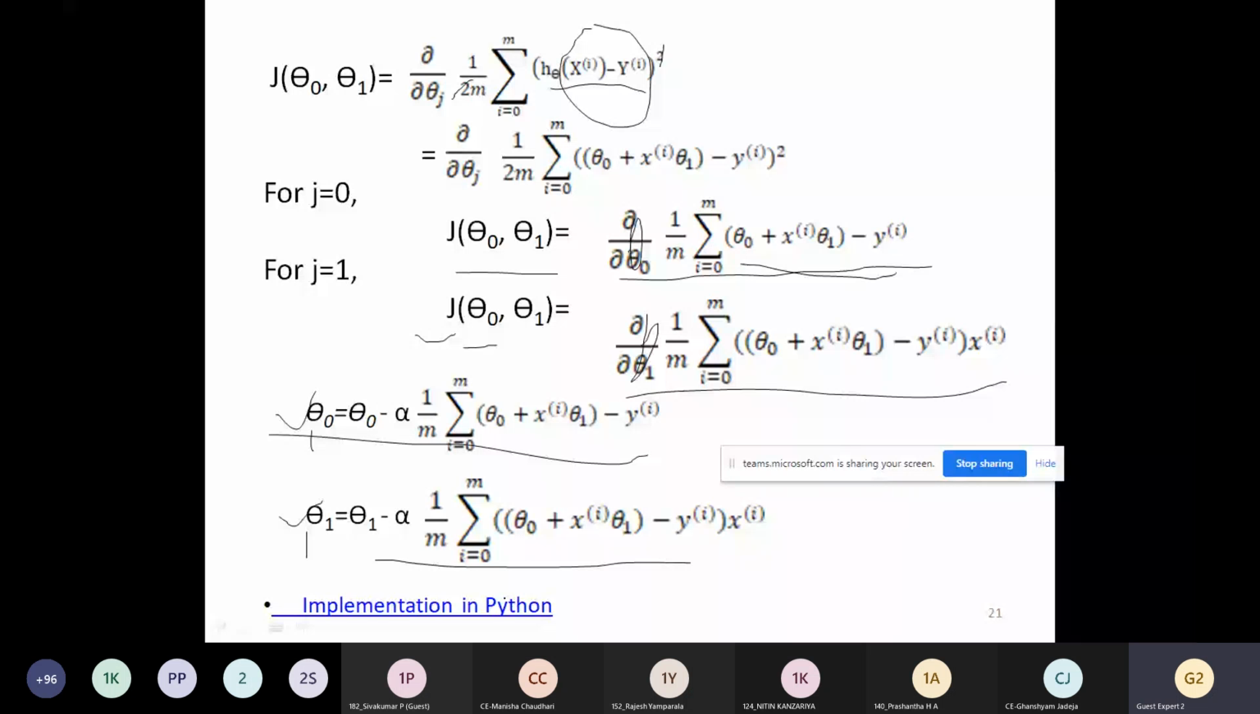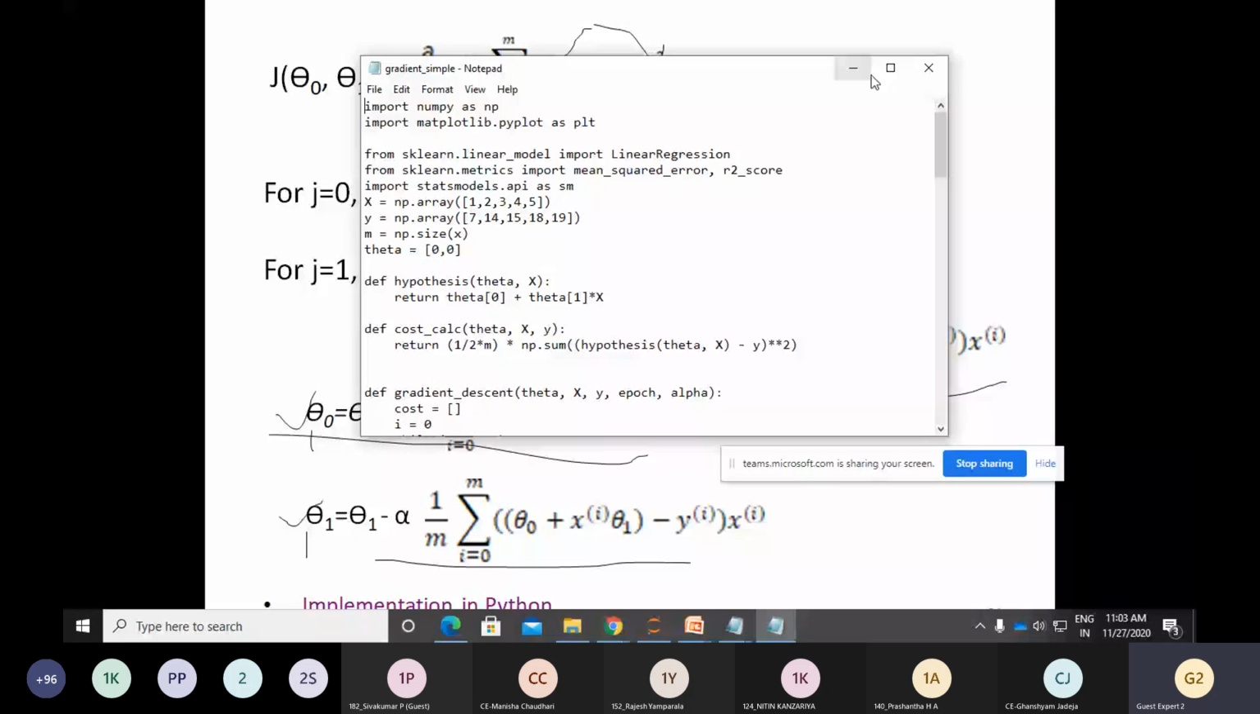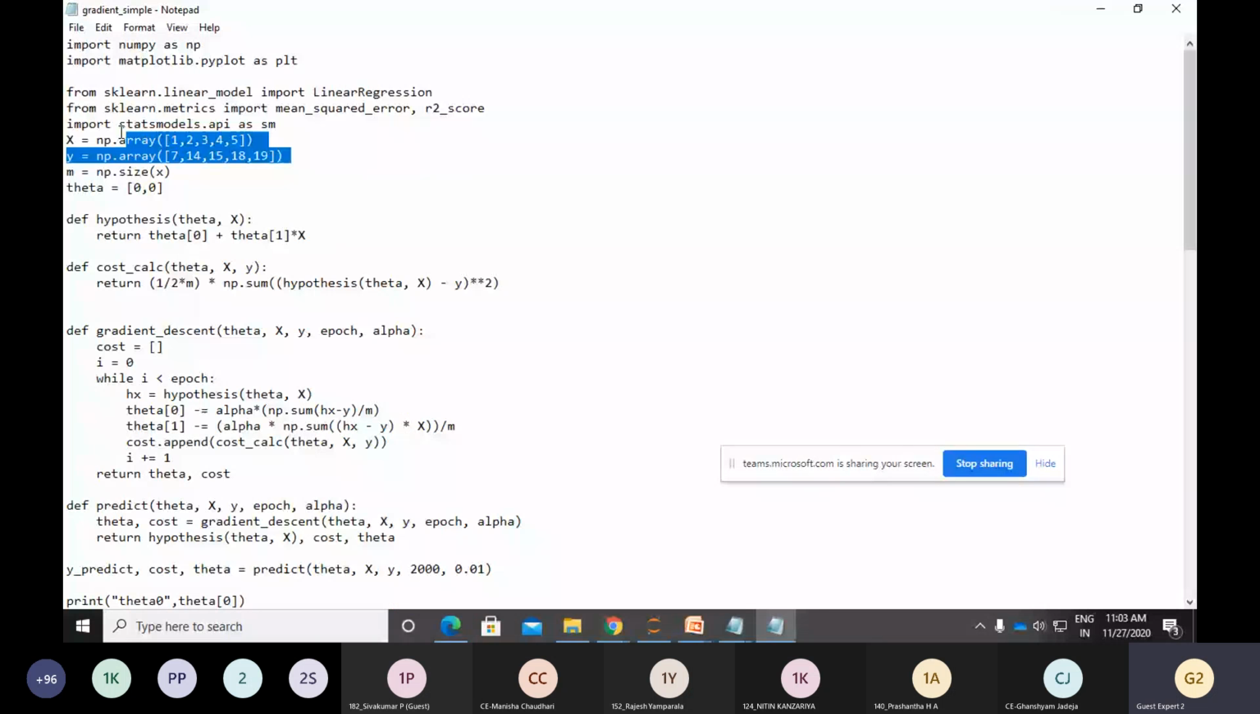Now I will show you the implementation of it in Python. In Python, again, I have used the same data set. Can you see the program? Hello? Yes, ma'am, it is visible.